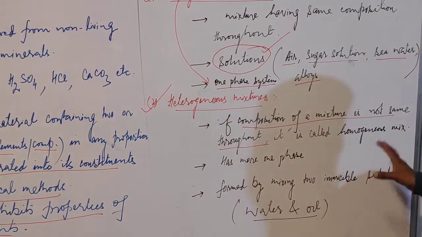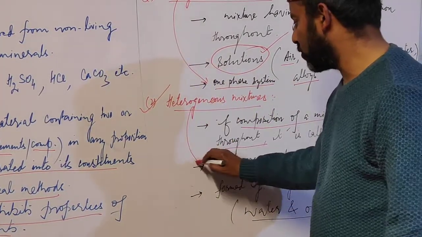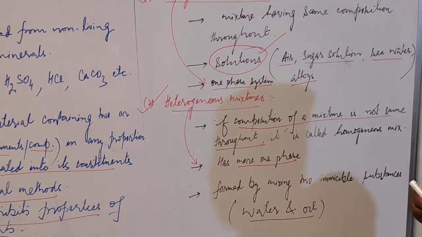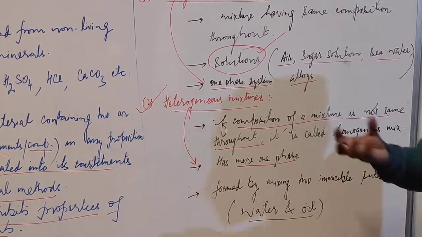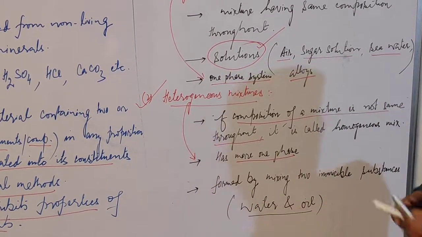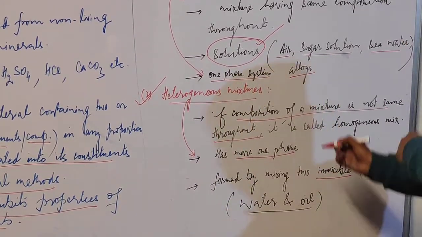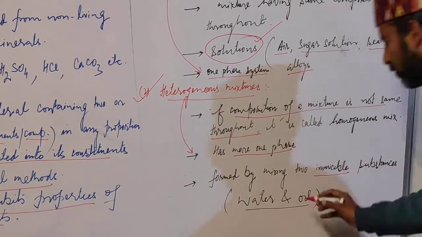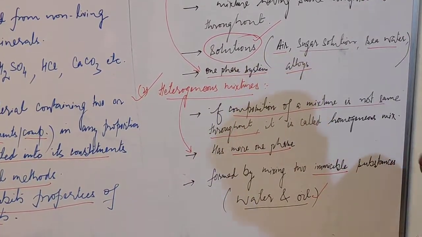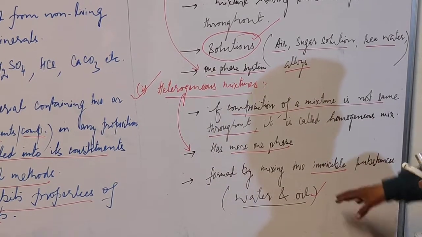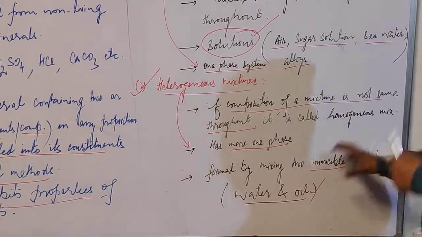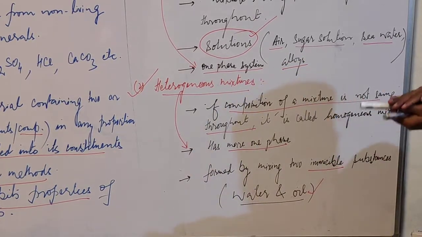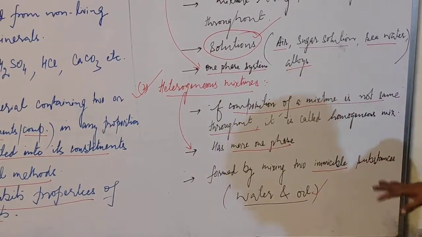So we generally say a heterogeneous mixture has more than one phase, and generally it is formed by mixing two components, two substances, maybe two liquids which are immiscible, which means they do not mix into one another. For example, water and oil. When we mix water and oil, since oil and water are immiscible, there are two phases and the composition of both the phases is different.